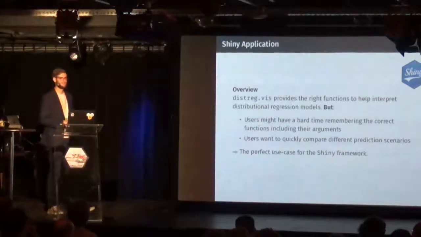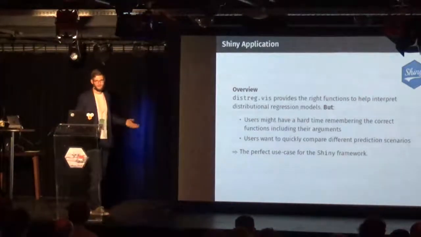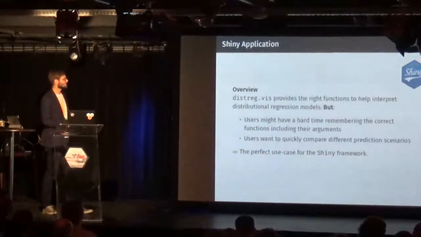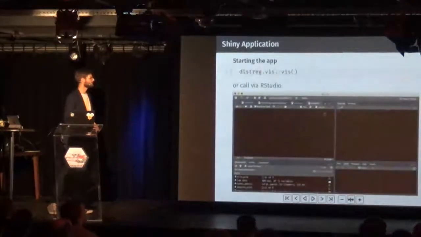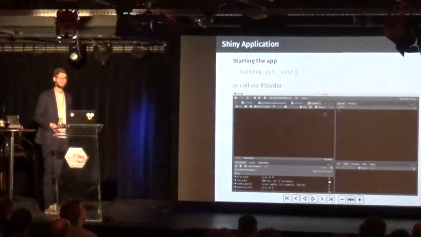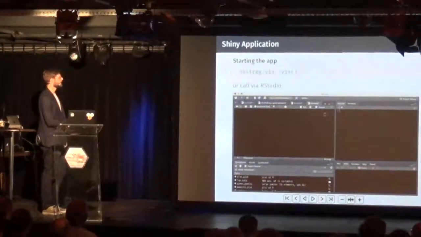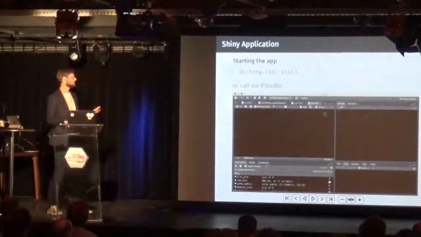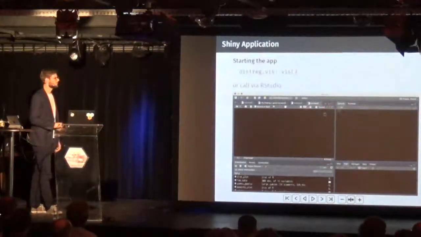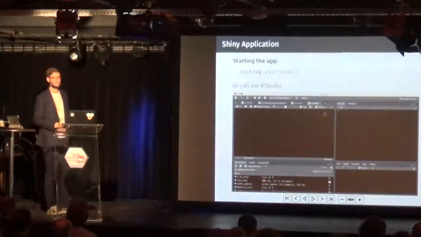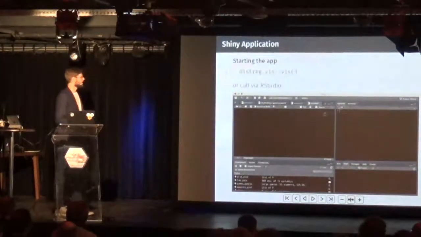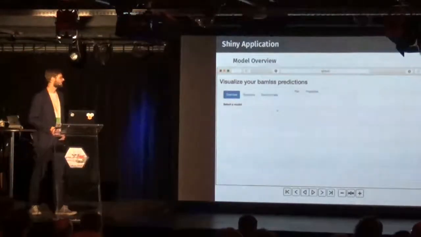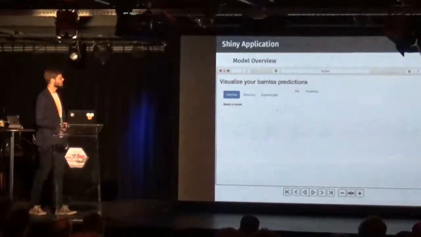So we want to do this in an interactive way, which is the perfect use case for the Shiny framework. So another Shiny app. And so have a look at how it actually looks. If you're not an RStudio guy or lady, you can use this code right here, district.vis, and that calls the app. Or we can also call it with the add-ins button in RStudio. And so what happens then is a window pops up, and we now have a layout which looks like this.